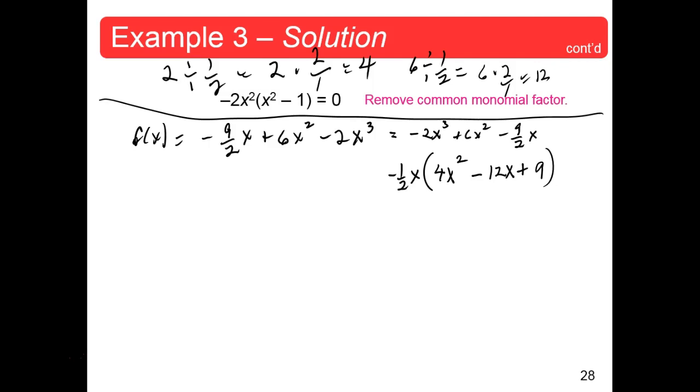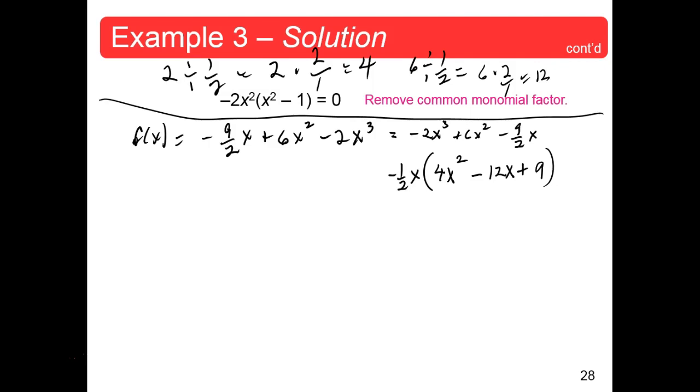That's okay. 1 half of 12 is 6. That's okay. X times X is X squared. That's all right. Okay. Let's do the last one. Minus 1 half, or minus times plus is minus. 1 half times 9 is 9 halves. X times 1 is X. Yeah. It worked, didn't it?